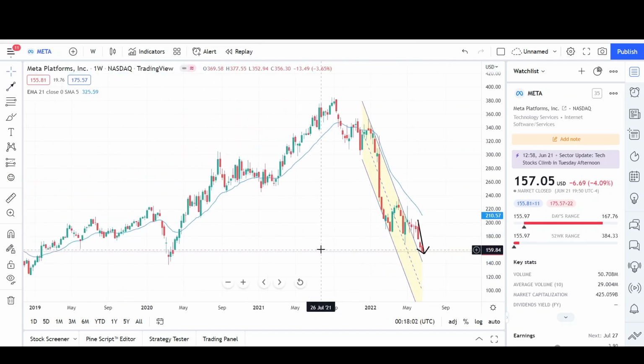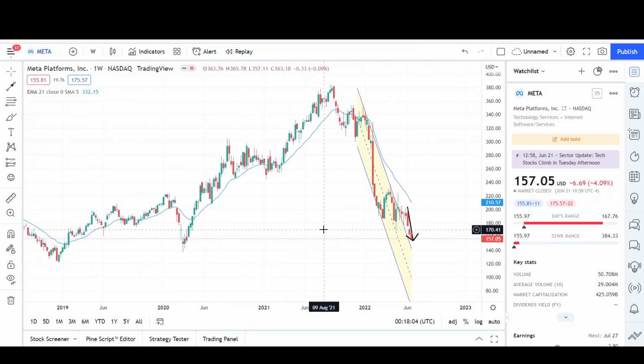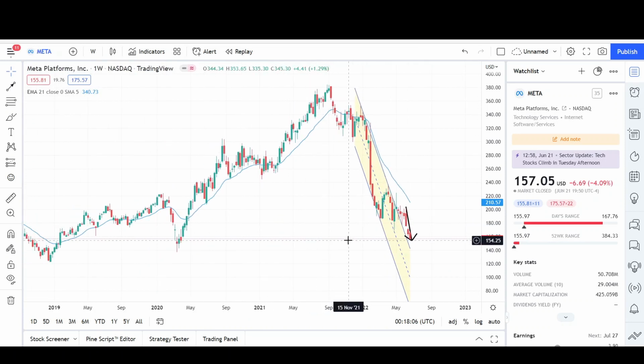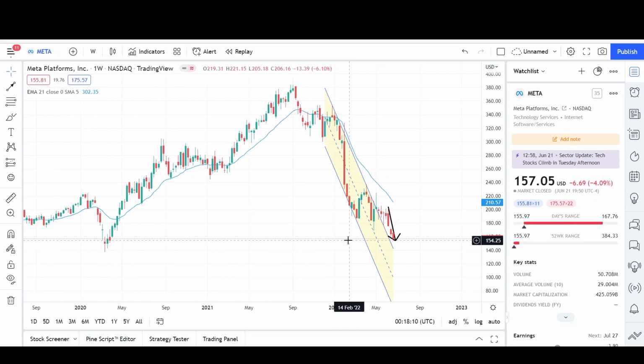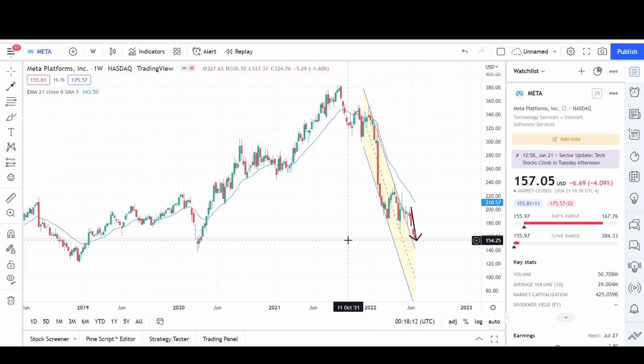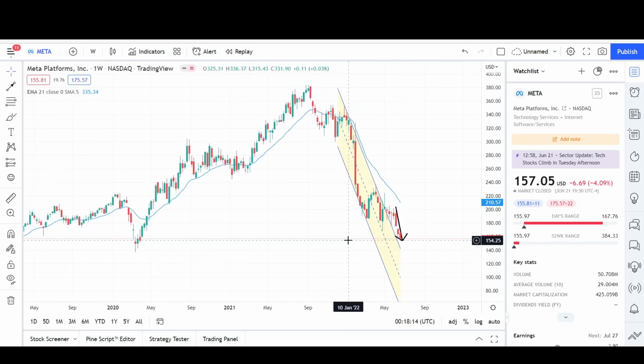But I just can't be confident in this market right now. I don't think this is the bottom. To say this is the bottom for Meta Platforms while everything else looks like it can continue at least a little bit lower is just deceiving. I don't think we have a bottom.